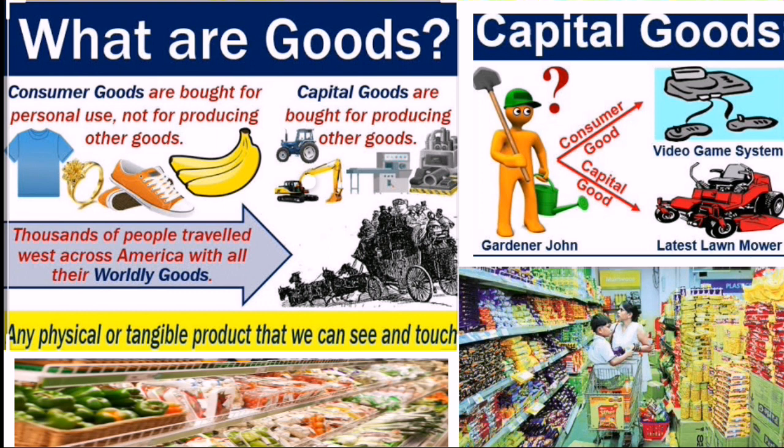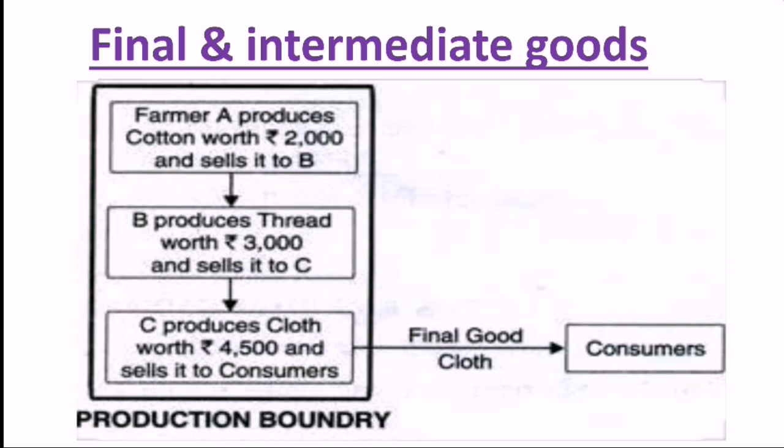Here you can see in this picture, I have shown various types of goods, which are either consumer or capital goods. So here you can see capital goods are bought for producing other goods. For example, a tractor, a harvester, all these goods are used for producing other goods, right? Now, consumer goods are bought for personal use and not for producing other goods. For example, a shirt, etc., right?